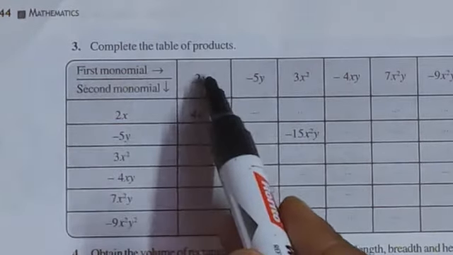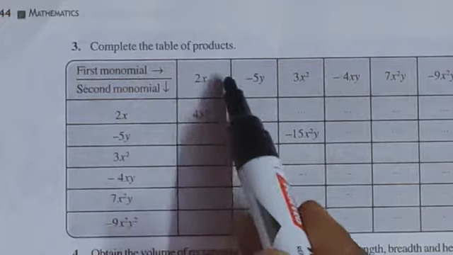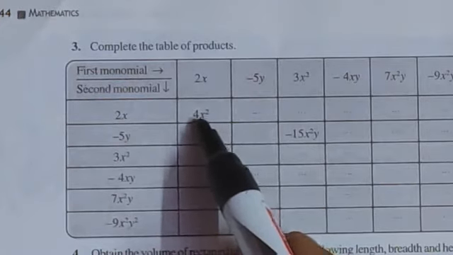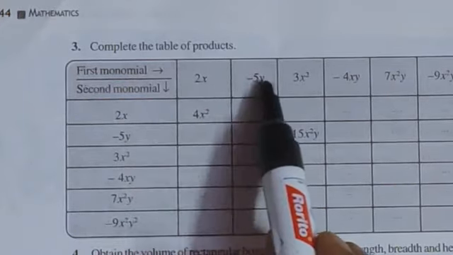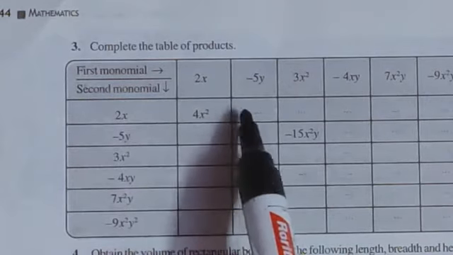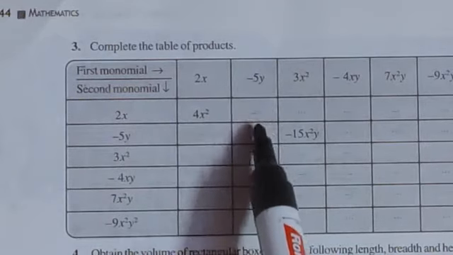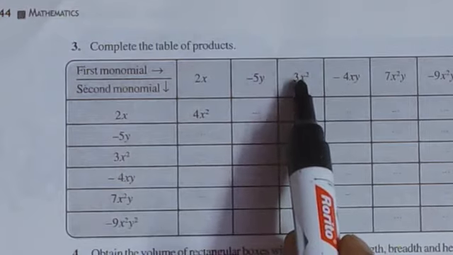जैसे 2x को जब हम 2x से multiply करें, 2 multiply 2 is your 4, then x multiply x is your x square. तो this is 4x square. तो next वाले अगर आपका है minus 5y multiply 2x, तो minus 5 multiply 2 is your minus 10, then x multiply y is your xy only. Same way ऐसे करके हम करेंगे.